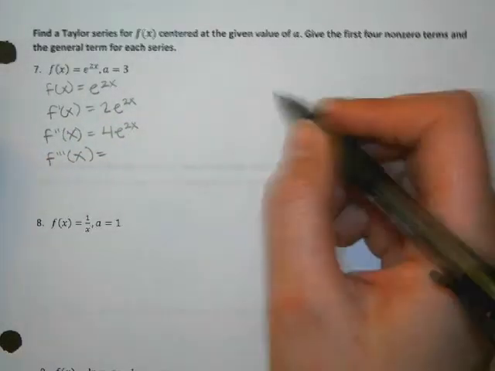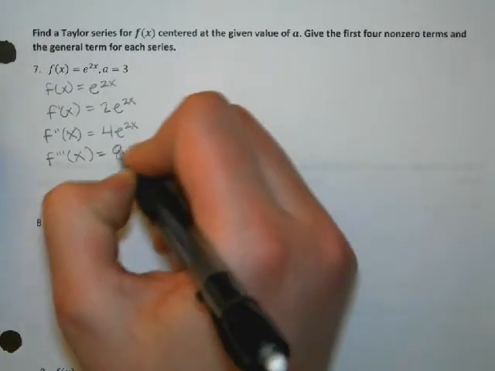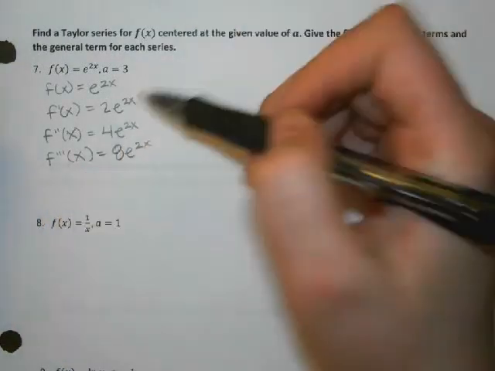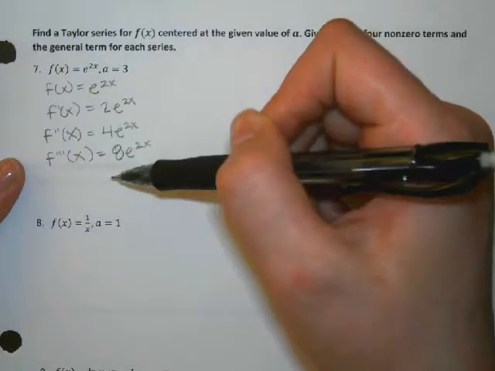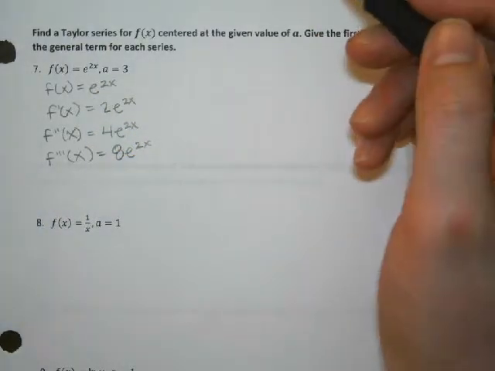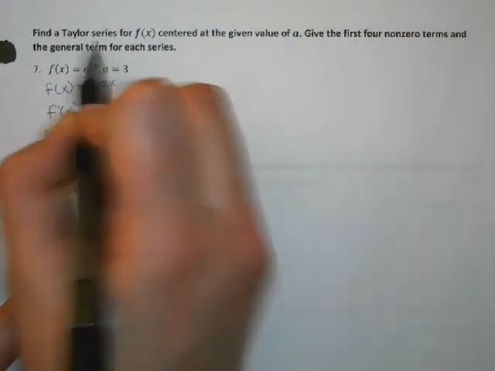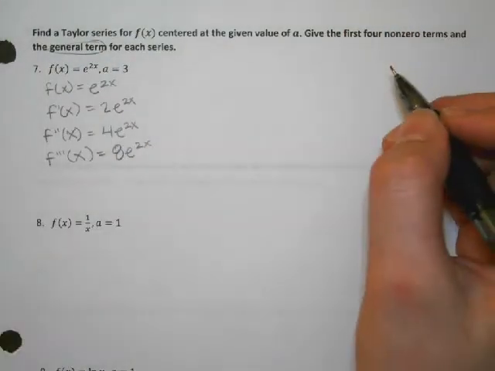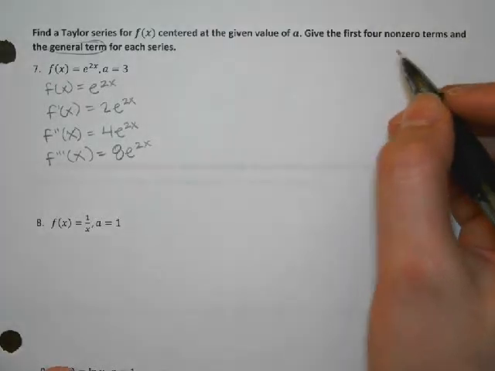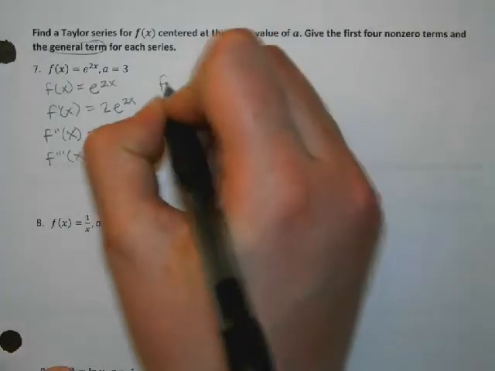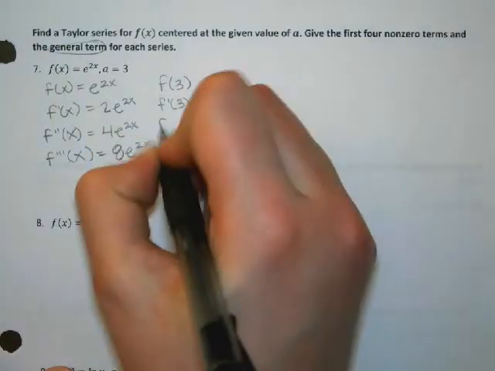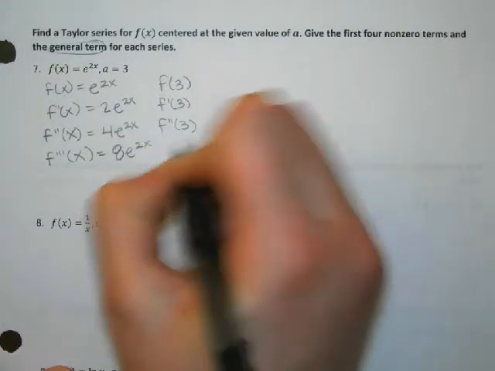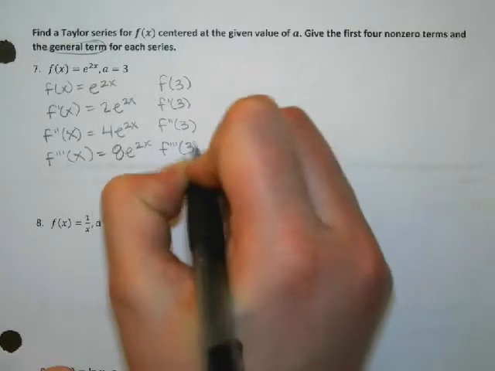2, 4, 2 cubed. I'm going to say 8. Yes, 8e to the 2x. Okay. And even though this is only the third derivative, this should be enough information to give us 4 terms. It also wants the general term, so we're also going to find the nth term. Okay. So the first, oh, actually I have to evaluate these, right? So f of 3, f prime of 3, f double prime of 3, and f triple prime of 3.